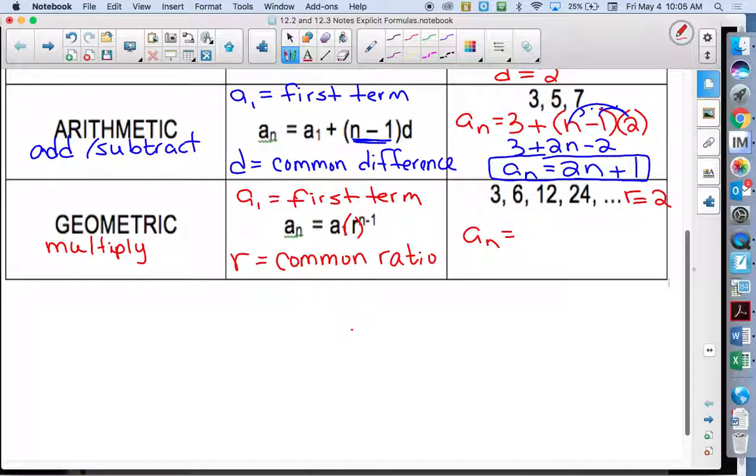So in this sequence, it says take a sub 1. So what's the first term? 3. So we're going to take the first term, and then we're multiplying that with R. I'm going to put the R in parentheses just to show the separation between the two. And Isa said you're multiplying by 2. And then that 2 gets n minus 1 as an exponent. So we have the first term, we have the ratio, which is what you're multiplying by to go from one number to the next, and then that R variable gets the n minus 1.